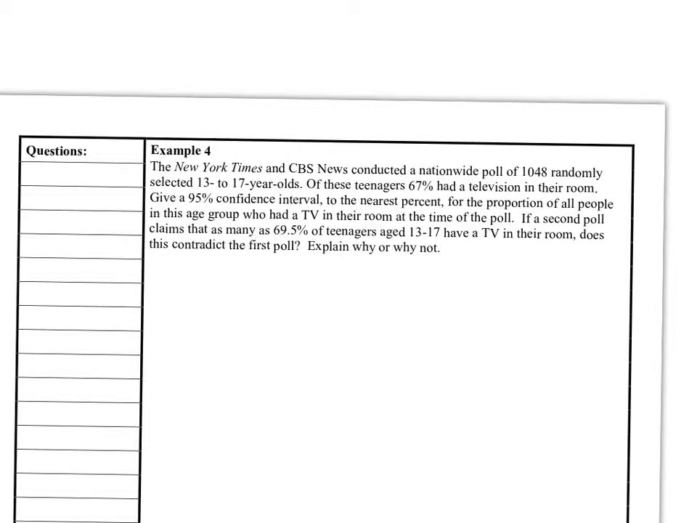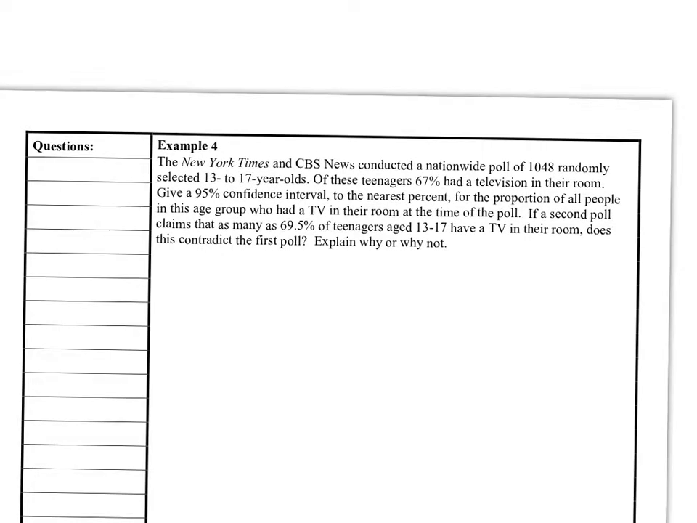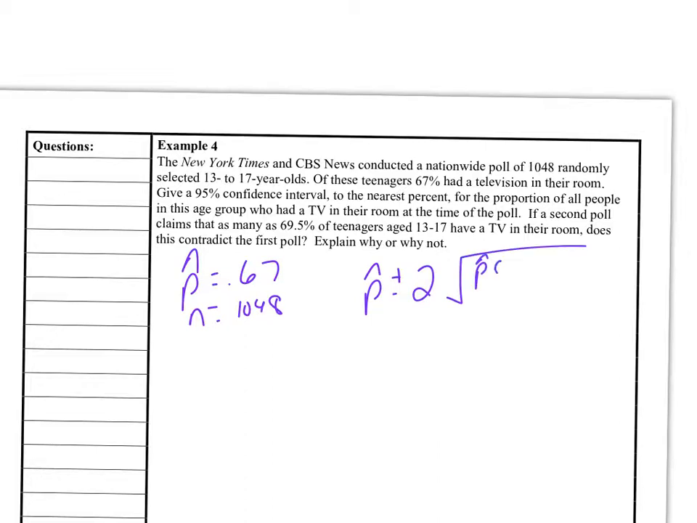All right, so we'll start off with what is p hat, where we read the rest of it. So p hat is going to be the part over the whole, and they just tell us what it is. So we really don't know what the total number of kids were, but we know that it's 0.67, 67%. And we know that n is 1,048, so that's important. All right, so our formula again: p hat plus or minus 2 times the square root of p hat times 1 minus p hat all over n.